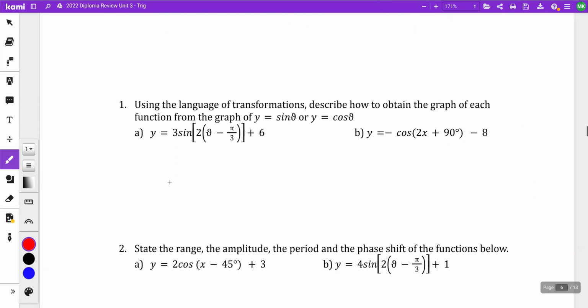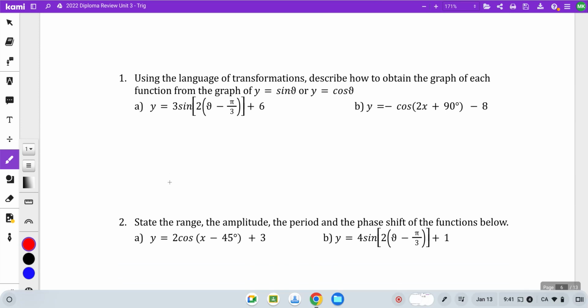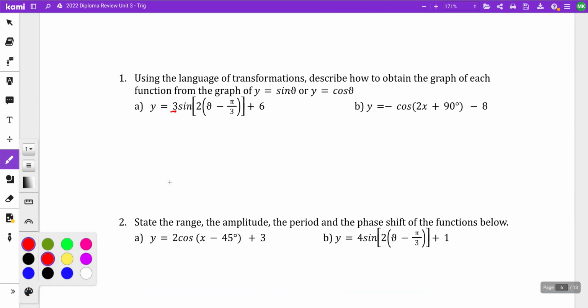Cool. Let's talk about transforming these mother functions. So again, number 1, it says using the language of transformations. That means we need to write things properly. Describe how to obtain the graph of each function from the graph of y equals sine of theta or cos of theta, depending on the question that you're looking at. All of these transformations are doing different things. We're just going to go from left to right. Let's start with the 3. What type of transformation happens to the outside of your function and multiplies? Vertical stretch. Boom. We have a vertical stretch.